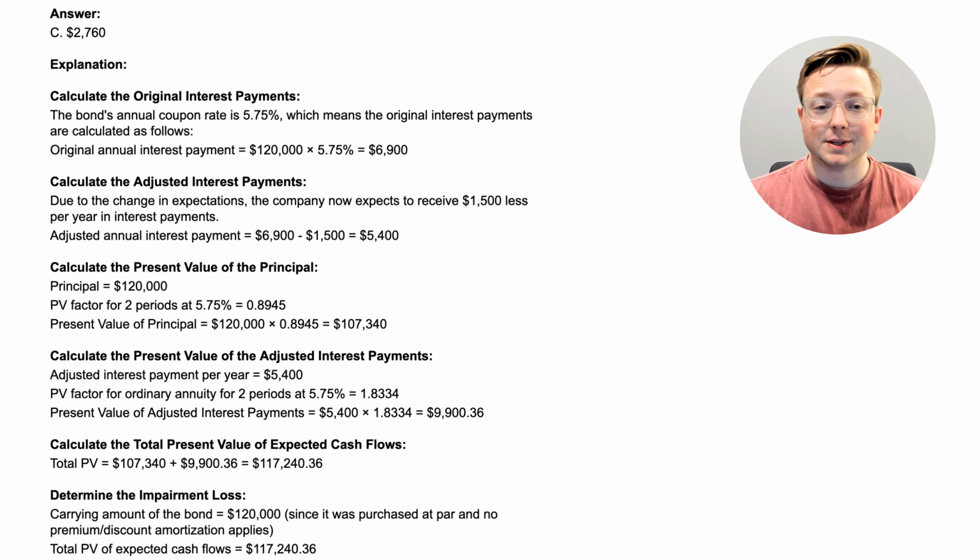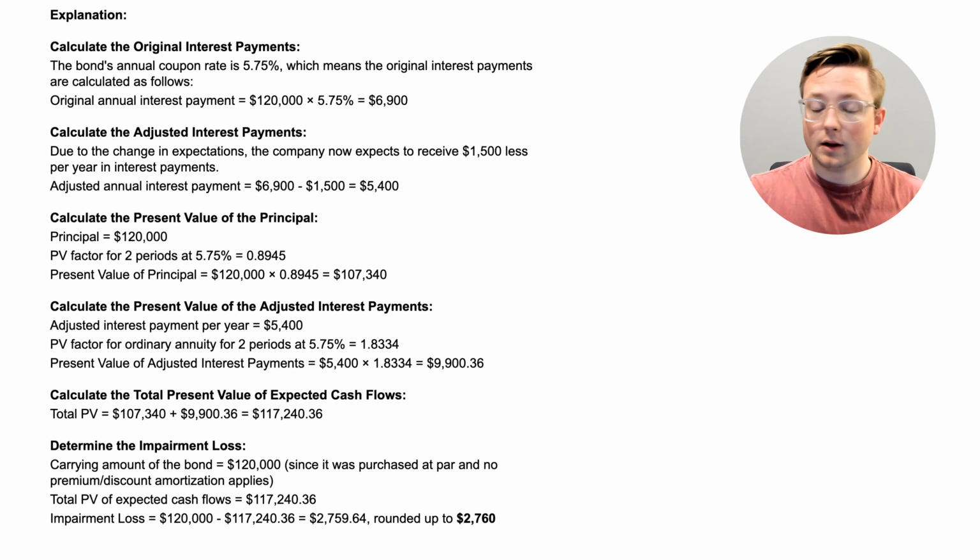All right, here we are. The answer is C. $2,760 is the impairment loss. So now that we see the answer, let's scroll down just a little bit more so we can see the full explanation all at once. This one is a little bit different than the previous one because we were not given how much the interest payments are going to be for the rest of the terms. We're just given that we're expecting it to be this amount less for the rest of the terms, but we don't even know the original amount. So we have to figure out how much the interest payments were expected to be at the beginning, and then we have to take into account the $1,500 less.